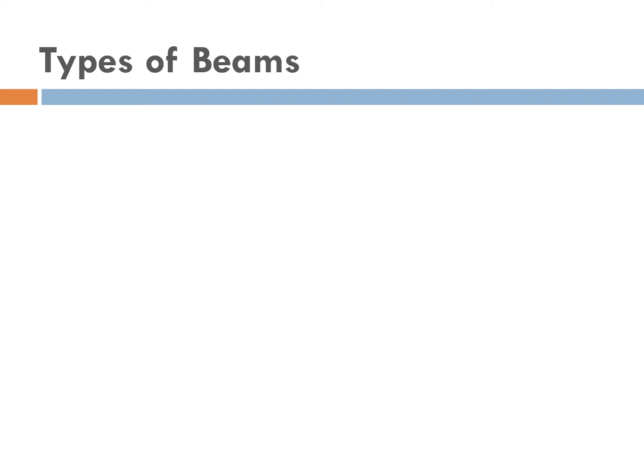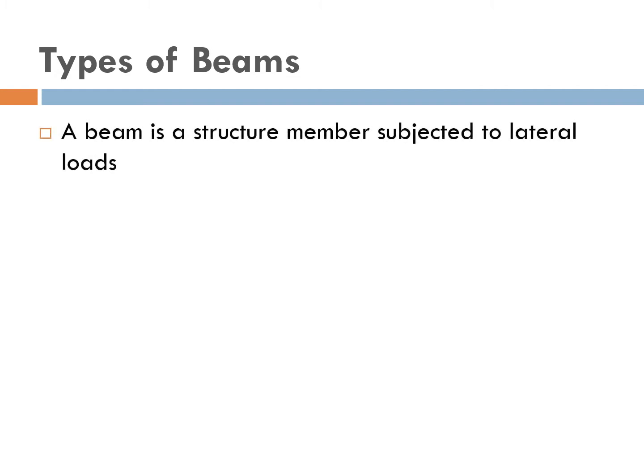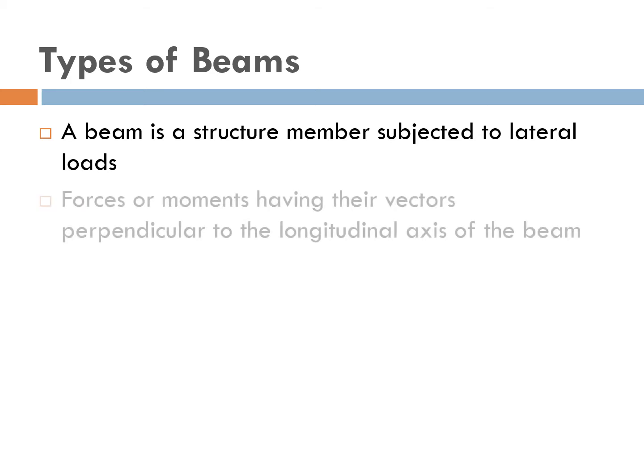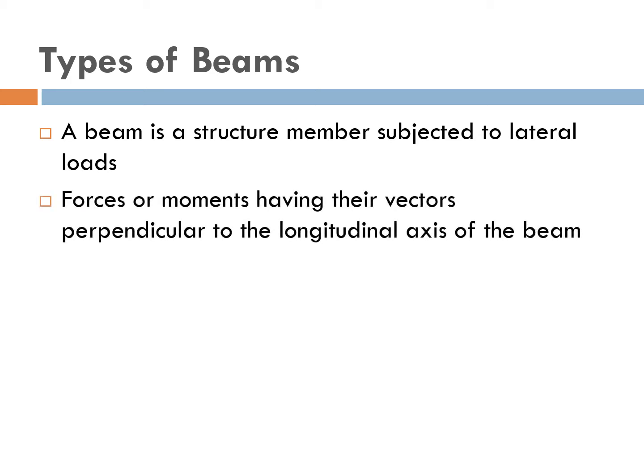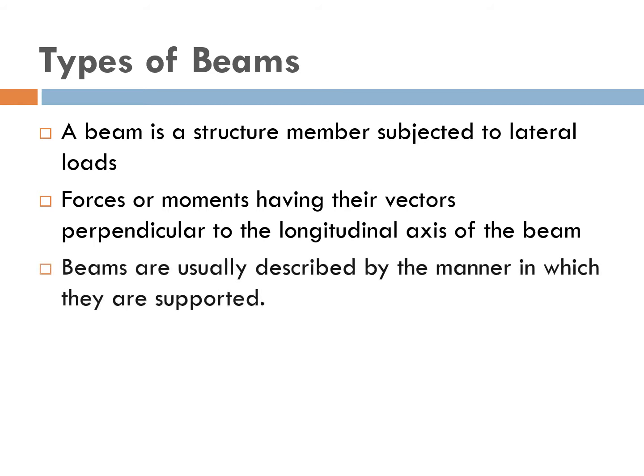Coming to the different types of beams, a beam is a structure member subjected to lateral loads, that is, forces or moments having their vectors perpendicular to the longitudinal axis of the beam. In this session, we focus on planar structures, that is, the beams will be lying in a single plane. All the loads will be acting in that same plane, and deflection of the beam also occurs in that plane.